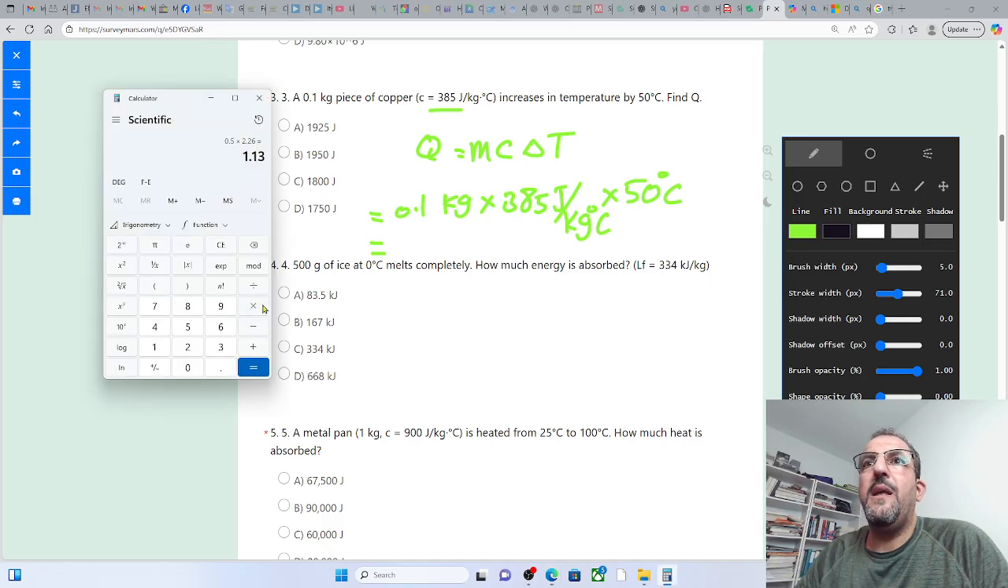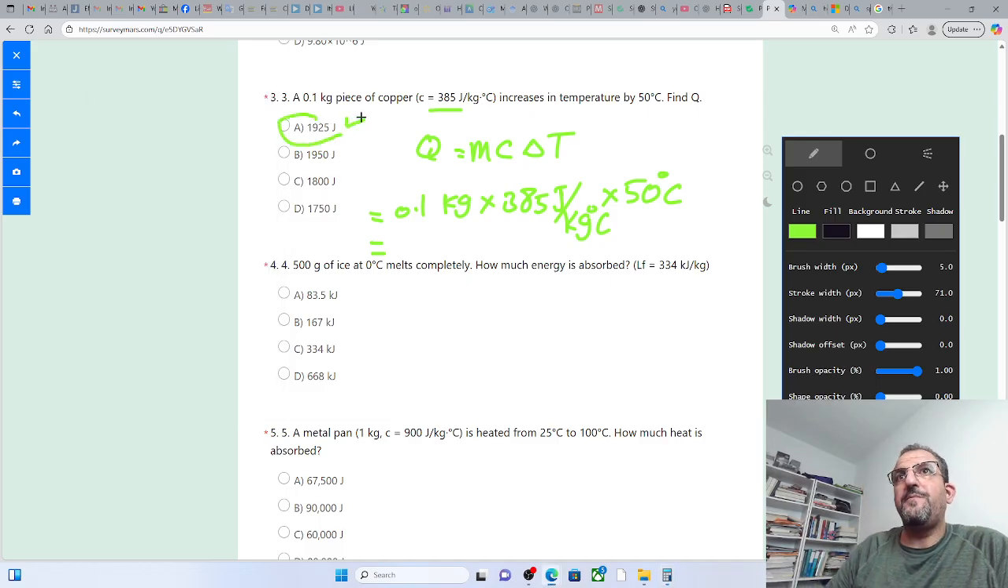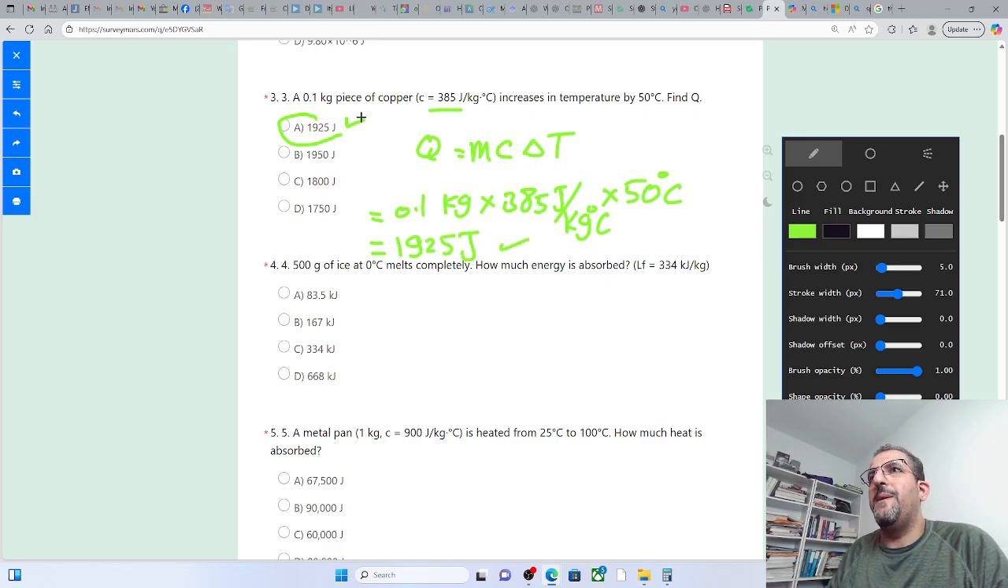again I need to have a calculator, so we do 0.1 times 385 times 50, so that's equal to 1925. So you can see that A is the right answer. So 1925 joule. So this is the right answer.